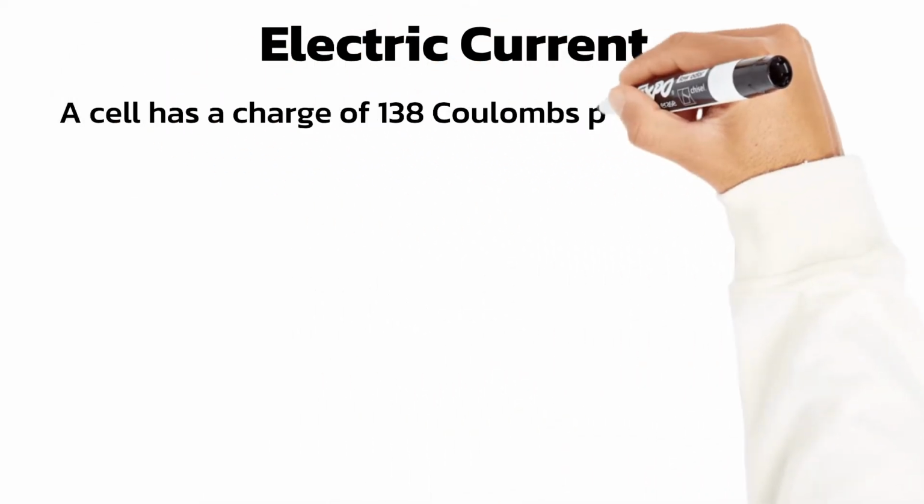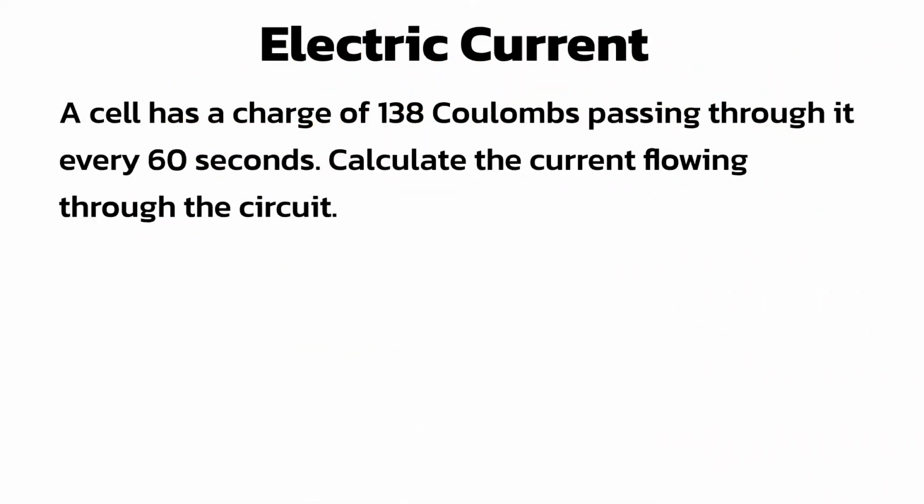In this example question, a cell has a charge of 138 coulombs passing through it every 60 seconds. Calculate the flow through the circuit. Pause the lesson now and restart it when you're ready to check your answer.